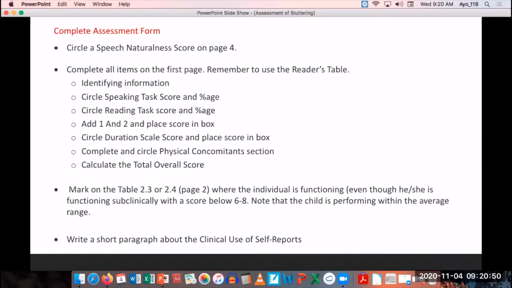You're going to add 1 and 2 and place the score in the box. You'll see that on the form. There is a box for you to do that. Circle duration scale. And you're going to get an overall score. Okay, so mark on table 2 and 3. It's on page 2 of this form. And then you're going to write a short paragraph about the clinical use of self-reports. And that's this other form. Oh, here it is. A form for self-reports, which is this form.